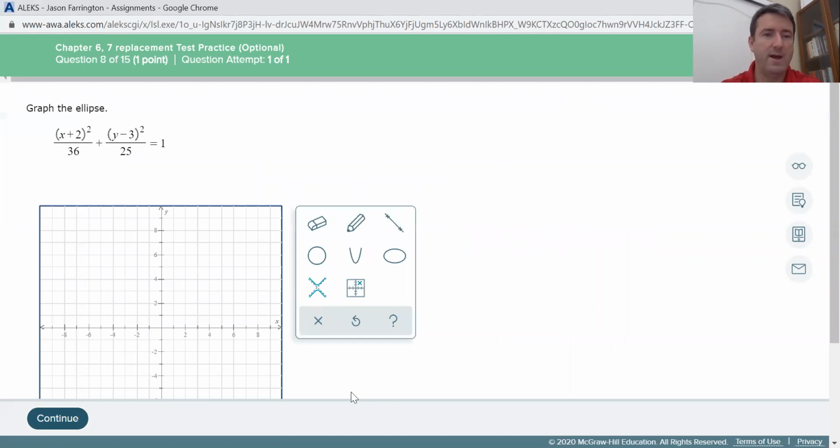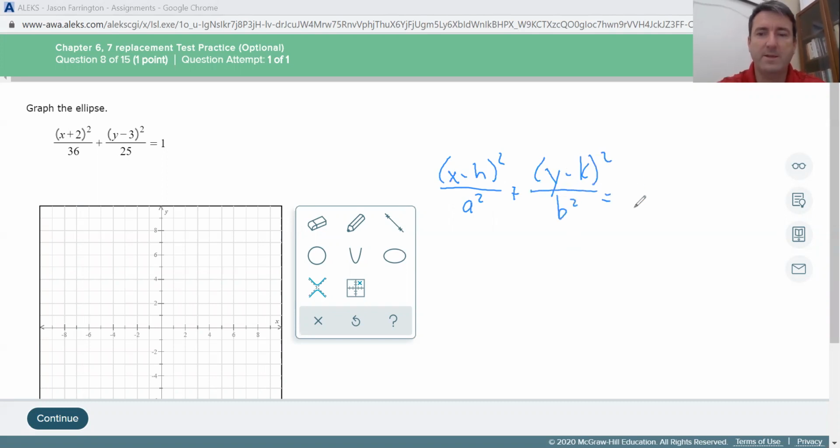All right, now an ellipse. So the equation for an ellipse is going to be x minus h squared over a squared plus y minus k squared over b squared is equal to 1, where h and k are the coordinates for the center of the ellipse, and a is the distance out on the x-axis, and b is the distance on the y-axis.